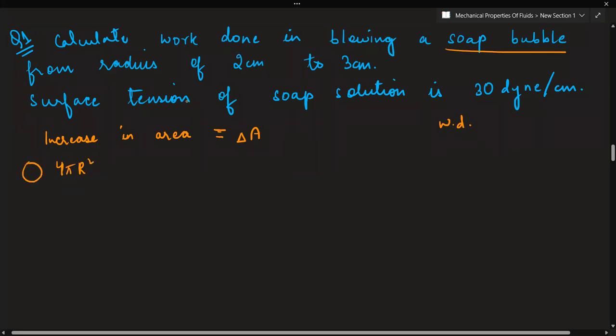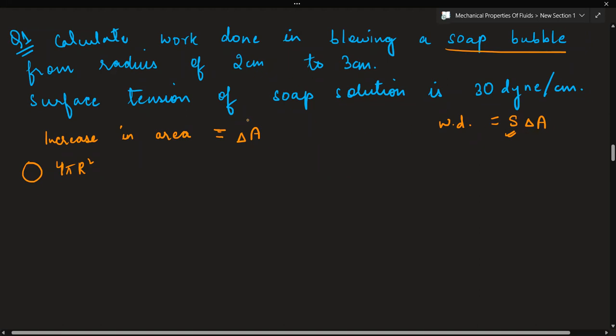So see, how will we calculate? We have to find the work done. Work done is given by surface tension multiplied by the change in area. We already have the surface tension with us. Now we have to find the increase in area.